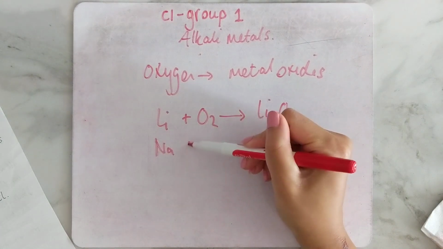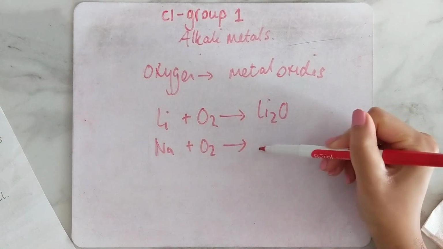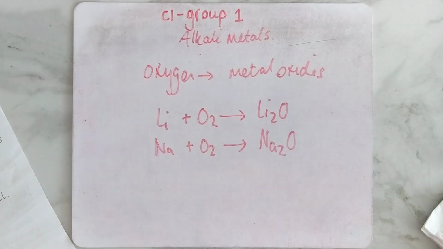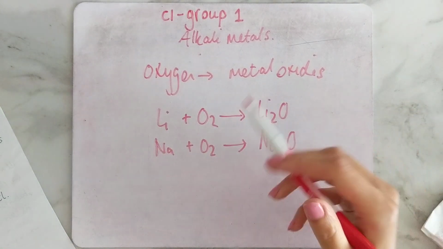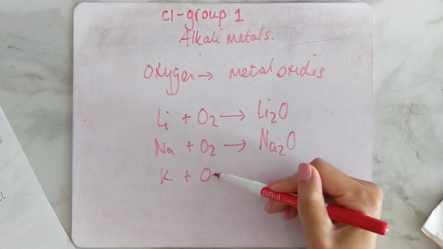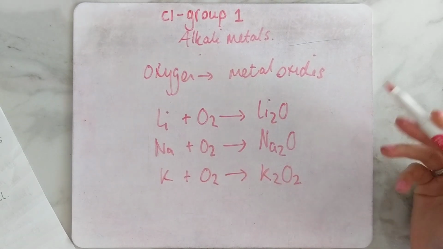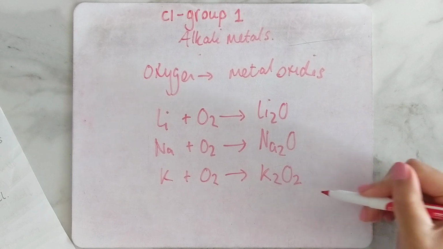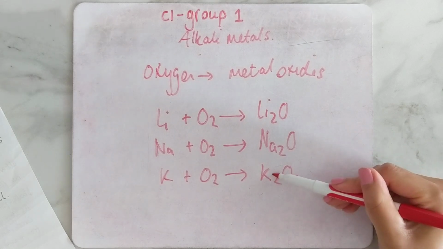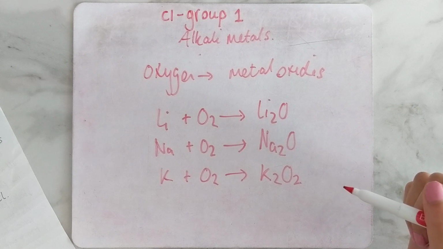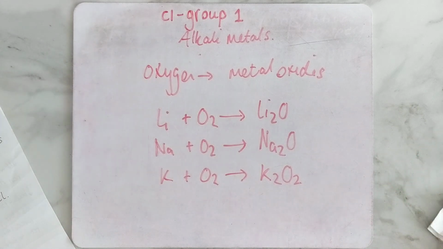Sodium plus oxygen goes to sodium oxide. With potassium, it's a little bit different. Potassium plus oxygen, we form potassium dioxide here because we've got 2 oxygens. So just be aware of that one, having a little bit of a difference there. Okay, so that's your group 1 alkali metals for you.